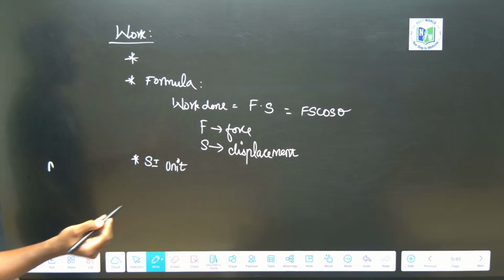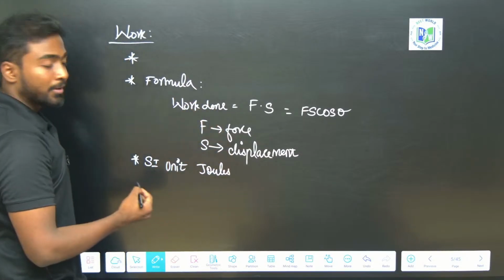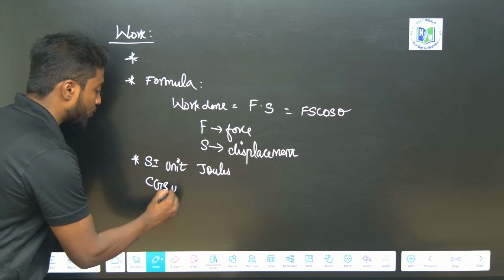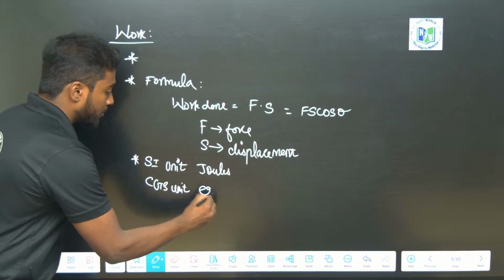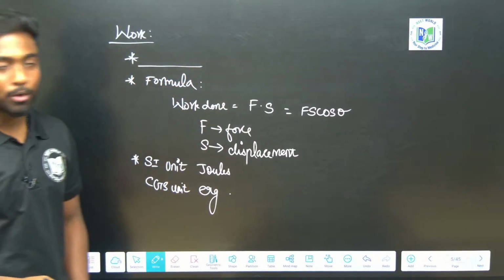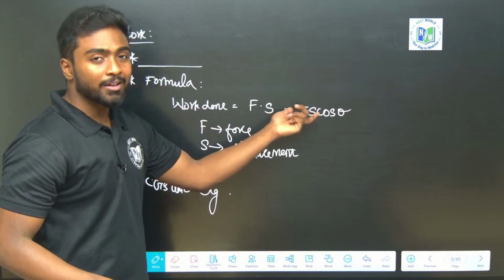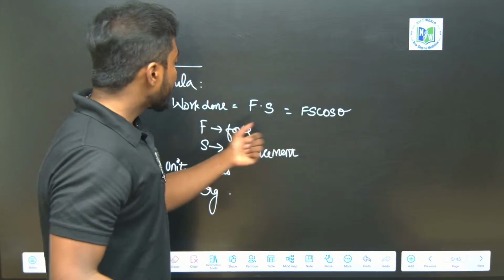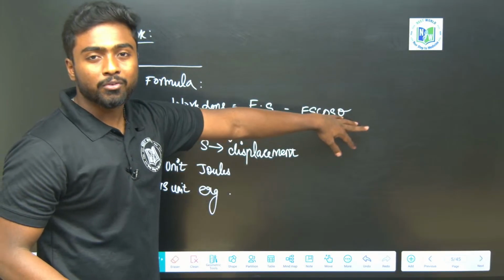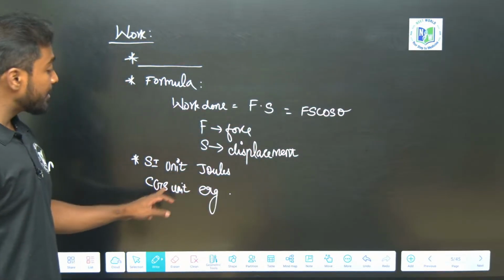So the SI unit is joules. Our CGS unit is erg. Okay, so first I'll write the definition. In the previous slide I have told about the definition. The second one I'll write as a formula, that is work done is equal to F dot S, which is nothing but Fs cos theta, where F is the force and S is the displacement and theta is the angle between the force and the displacement. Okay, and the SI unit is joules and the CGS unit is erg.